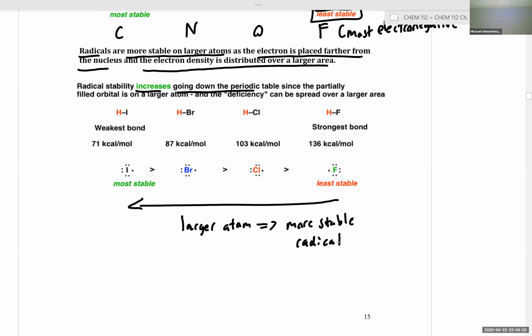Any questions so far in terms of our trends for radical stability? Is everyone good so far? Any questions? Okay.